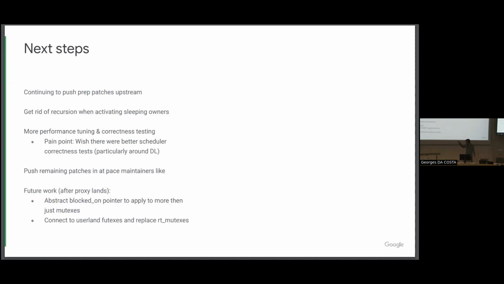And then, basically pushing these patches at the pace that maintainers like. I'm happy to move slowly and make sure these things are slow and iterative and stepwise, because I know there's a lot of complexity, and I definitely don't want to be dealing with a big chunk of change and finding that something's wrong and having to chase it down. So doing it slowly, I'm very happy with. I just want to make sure that we are in a space of being able to move forward. And then for future work, abstracting the blocked-on pointer to apply to more than just mutexes, and then seeing how to connect to mutexes and replace RT mutexes.